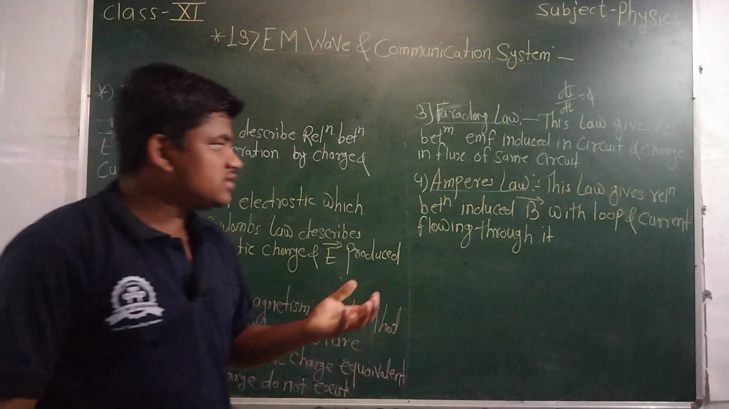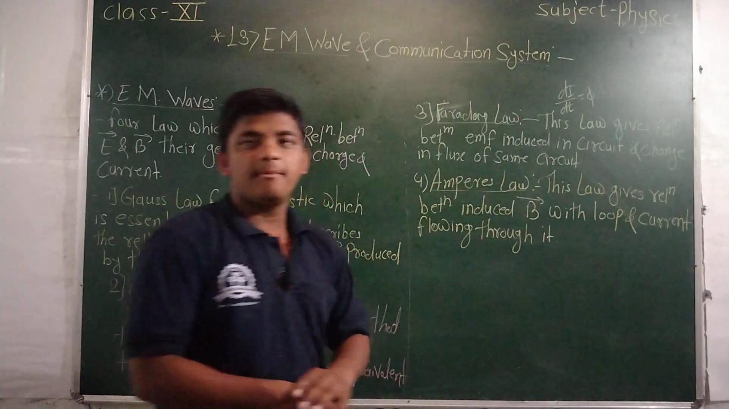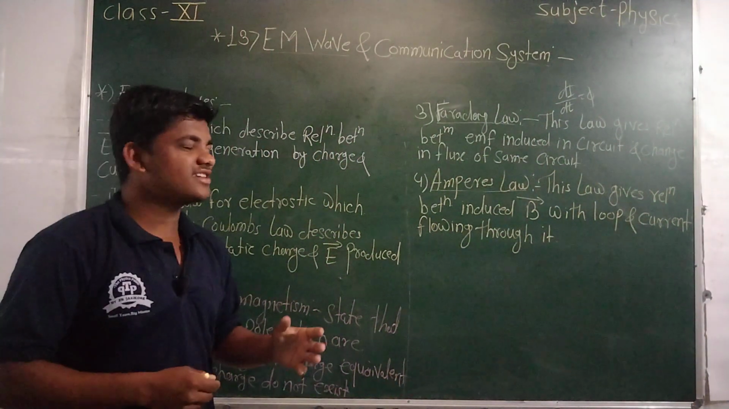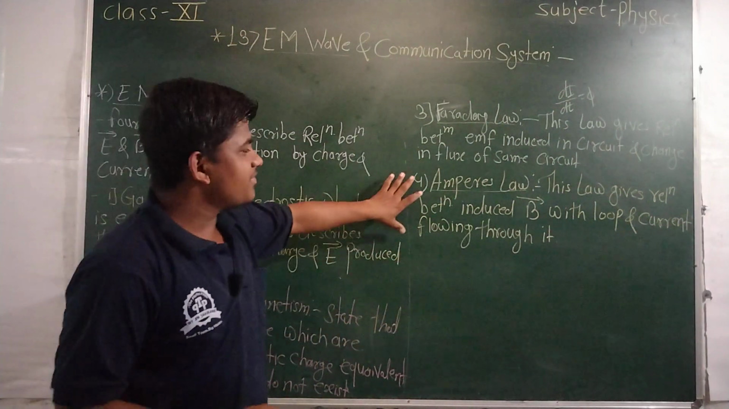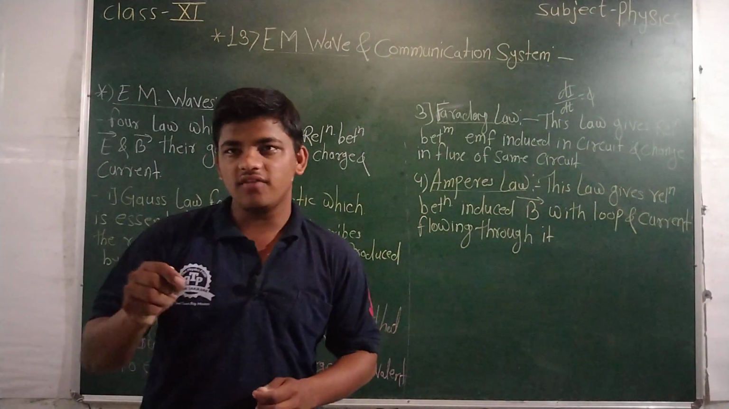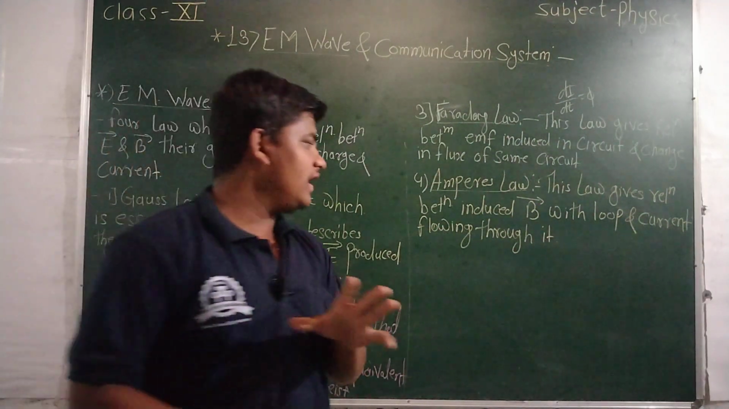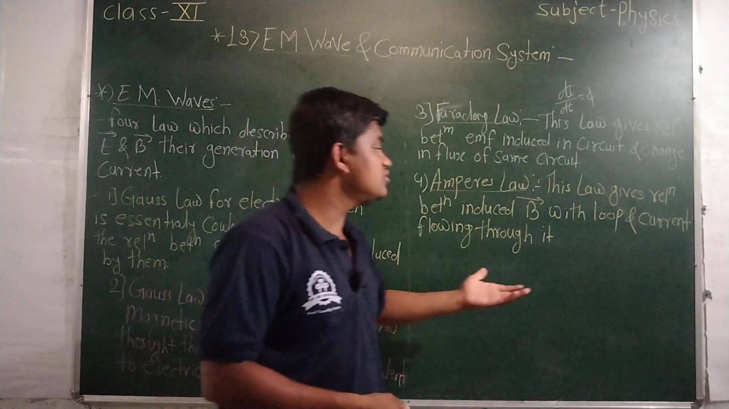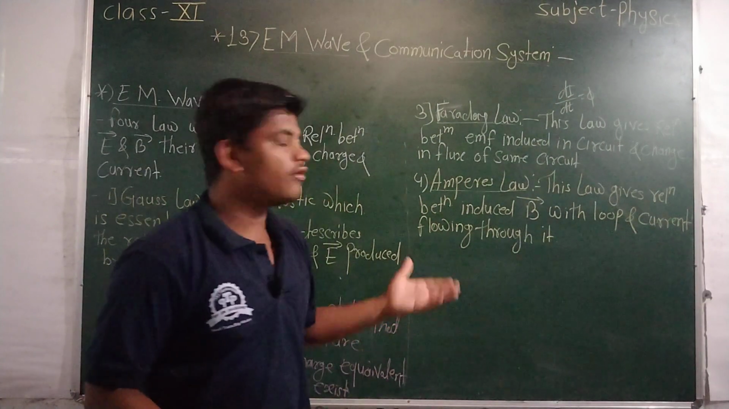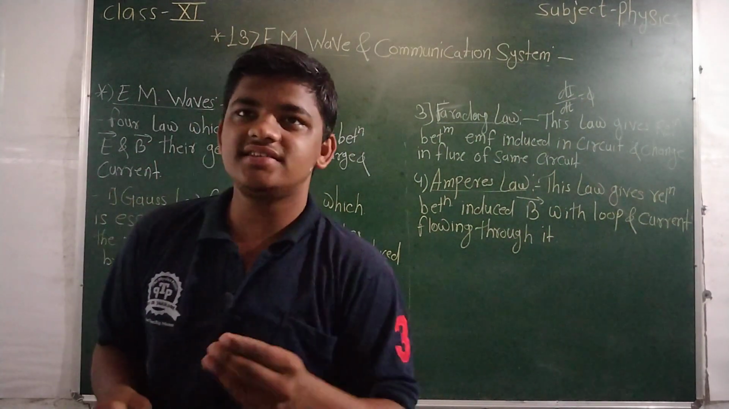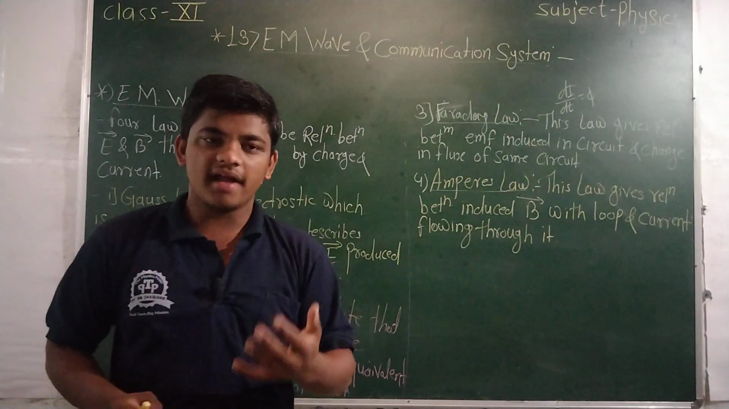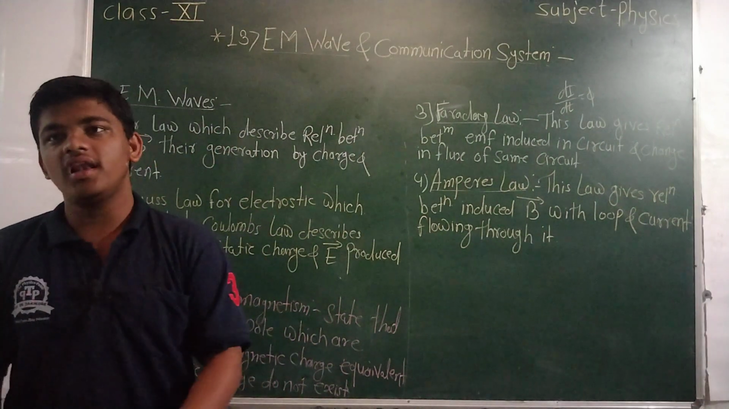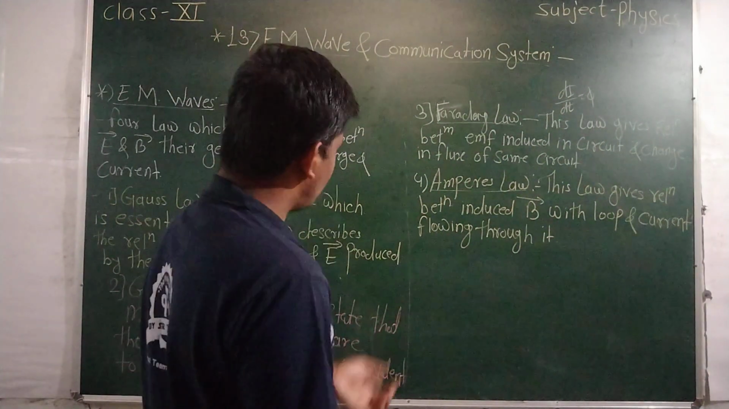But some mistakes in Ampere's law were noticed by James Clerk Maxwell. In Ampere's law, it is said that the magnetic field will be generated or induced by the current flowing through it. But Maxwell noticed that the magnetic field B bar is generated not only by the current but also by the electric field.